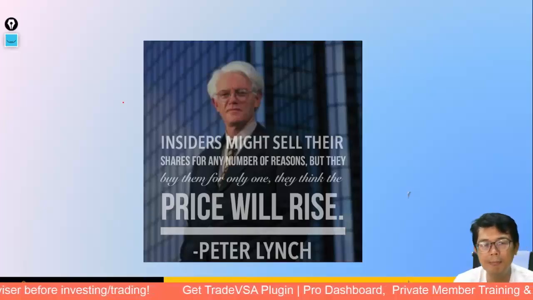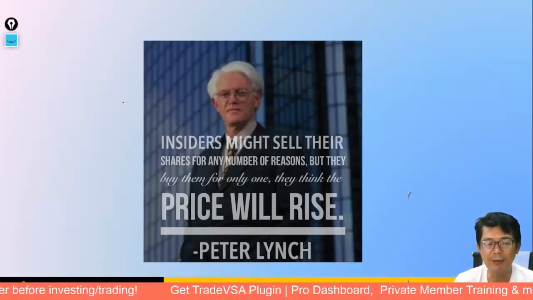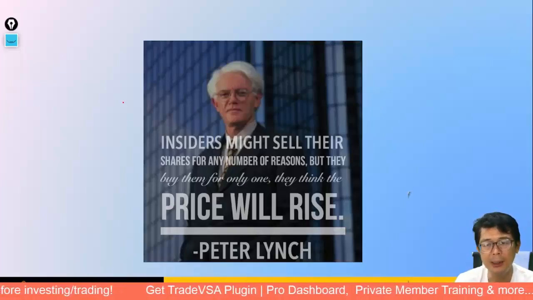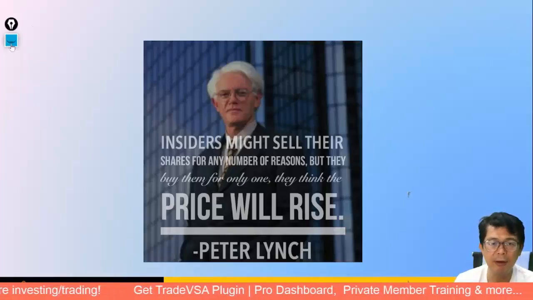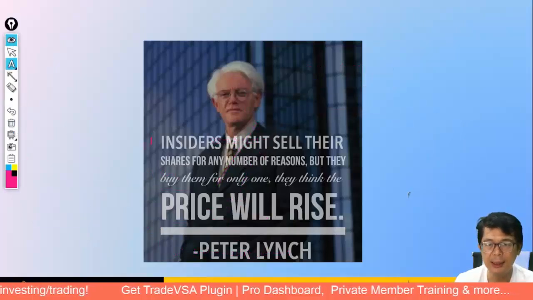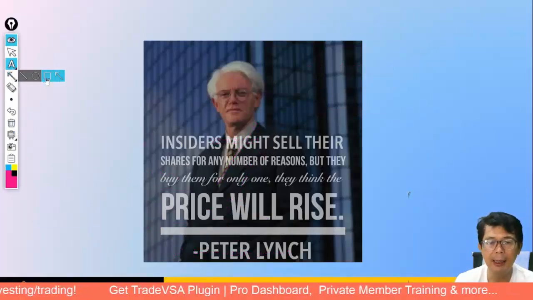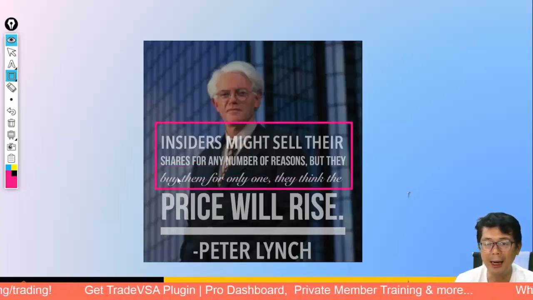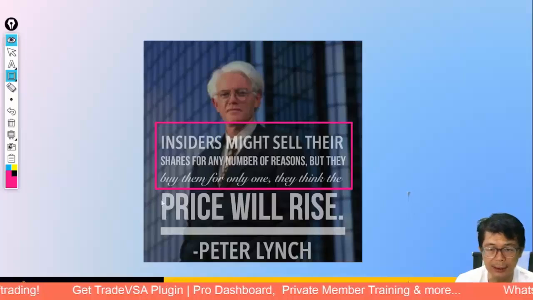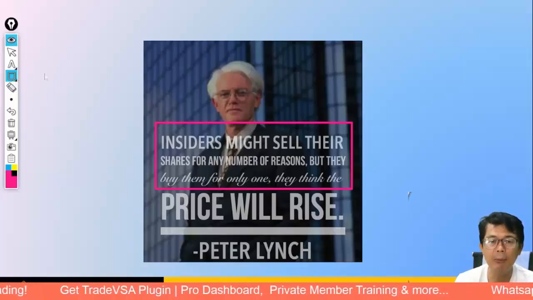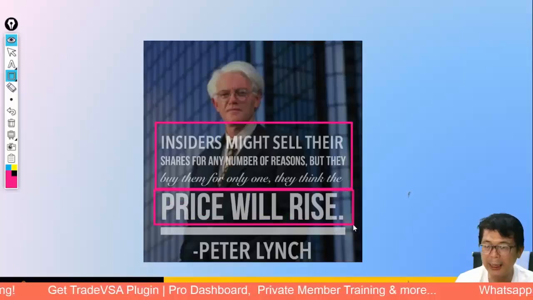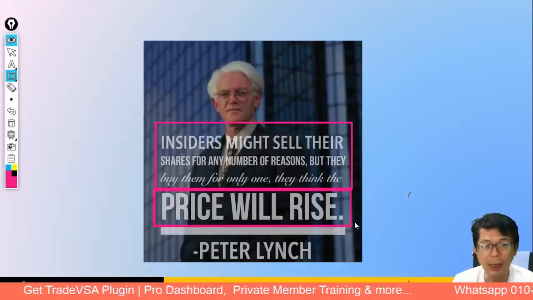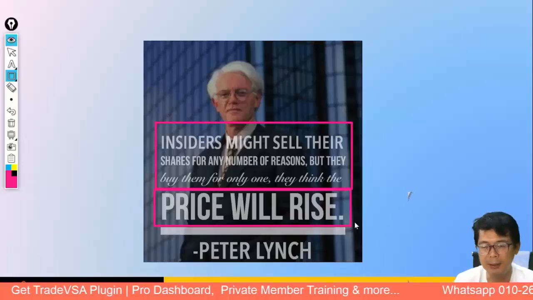One of the most active fund managers of the 1990s is none other than Peter Lynch. He said very succinctly that insiders may buy and sell their shares for a number of reasons, but when they buy, it is for only one: they think the shares will rise. In many ways that's right, but it cannot be right all the time. I would say 75%, 80% of the time it's right.